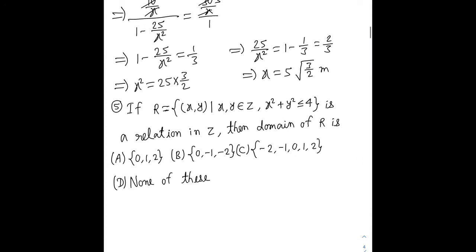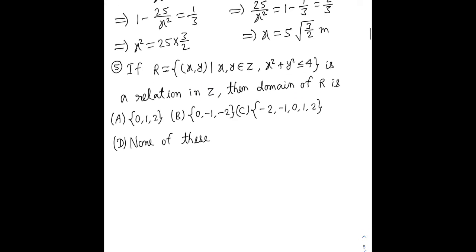Okay students, so we'll discuss question number 5 now. In question number 5, a relation is given: R equal to (x, y), which is nothing but an ordered pair, such that x and y belong to Z, meaning x and y are integers, and x square plus y square is less than or equal to 4, is a relation in Z. Then the domain of R is. So we have to find the domain of R.